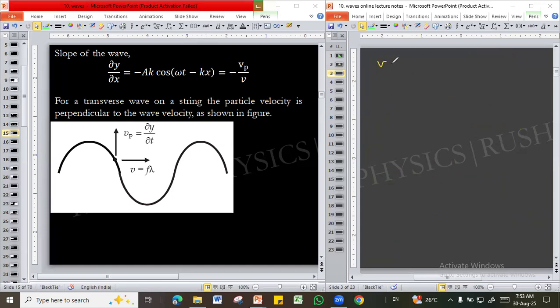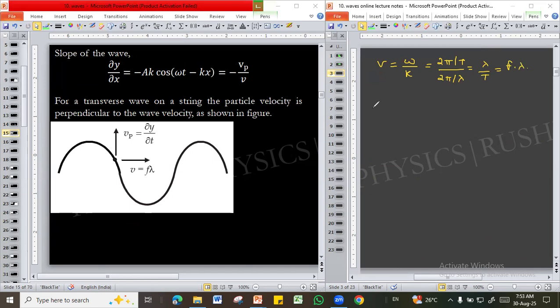Okay, what is the wave velocity? It is omega upon k, or you can also write it as omega is equal to 2 pi upon T, k is equal to 2 pi upon lambda. So it is distance traveled by wave upon time taken by wave. So 1 upon time period is frequency, wavelength as it is.